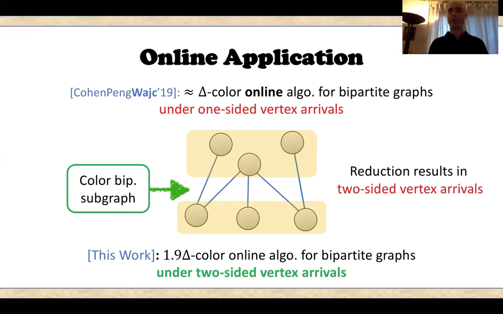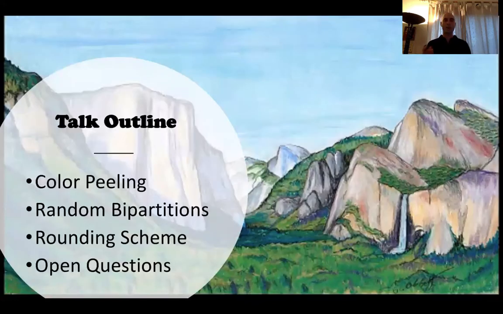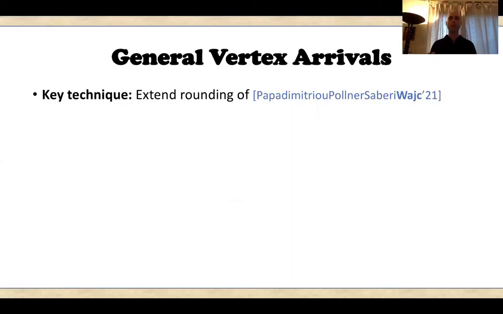All right, so for the last technical part of this video, I'm going to tell you what goes into this result, which I think might have broader applications than this one work. The last ingredient we need is a rounding scheme. Our key new technique is an extension of a rounding scheme from a recent joint work of ours with Papadimitriou and Polner in EC of this year. In that work, we addressed a somewhat stochastic setting, but in particular, we studied online matching under one-sided vertex arrivals. And what we show in this work is how to extend this to bipartite graphs under two-sided vertex arrivals.